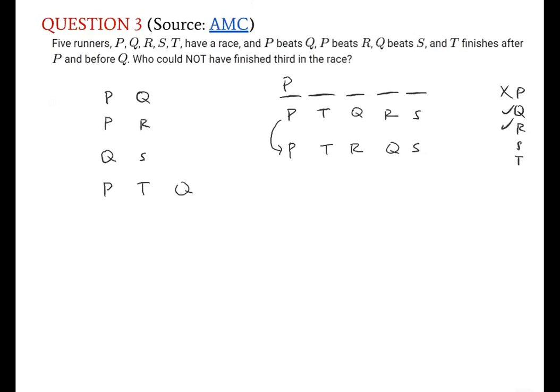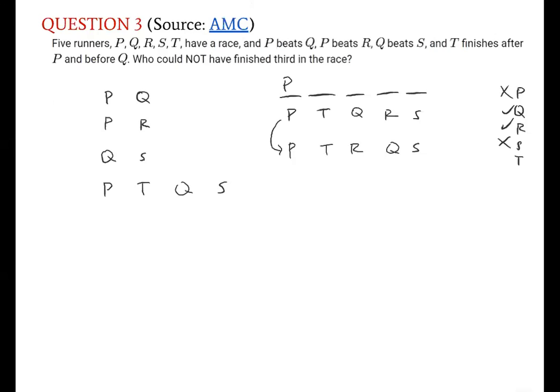Now let's look at S, and well, S cannot be third because S is behind Q. S has to be behind Q, and we already know that Q is behind P and T. So that means S has to be behind all 3 of these letters. So S has to be either last or fourth. So S cannot be third.